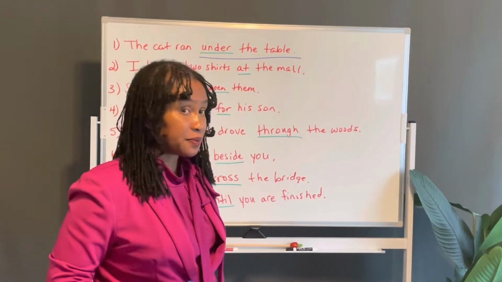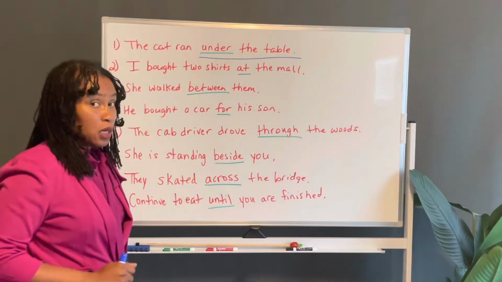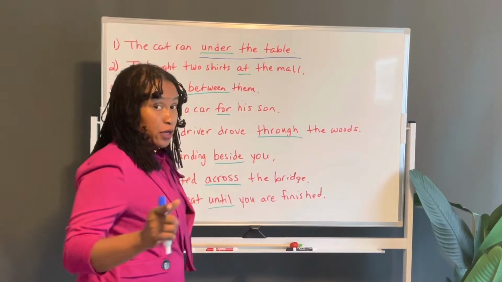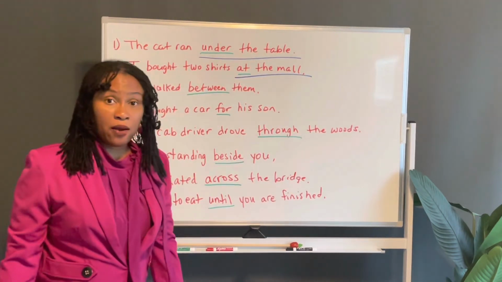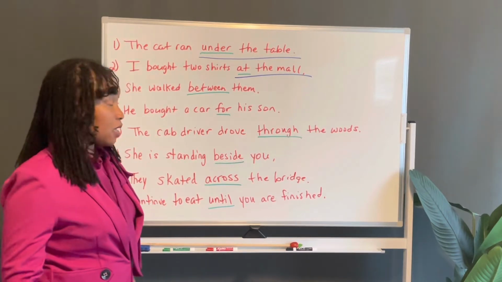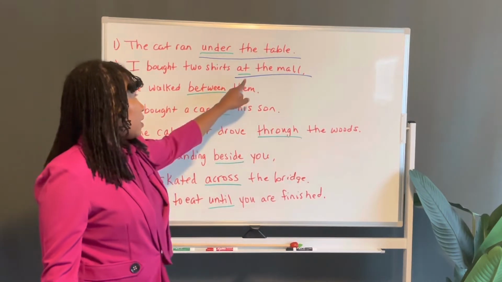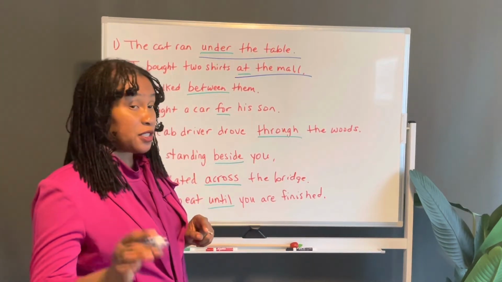Yes, it is. Number two, I bought 2 shirts at the mall. The preposition is at, so the phrase would be at the mall. Is the mall a noun? Yes. That's the object of the preposition. Mall is the object of the preposition. Remember, the prepositional phrase always begins with the preposition.